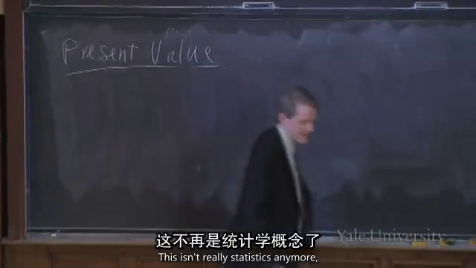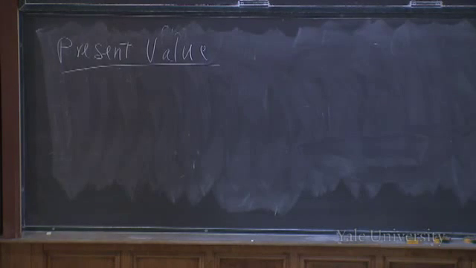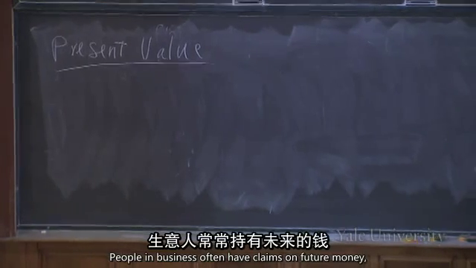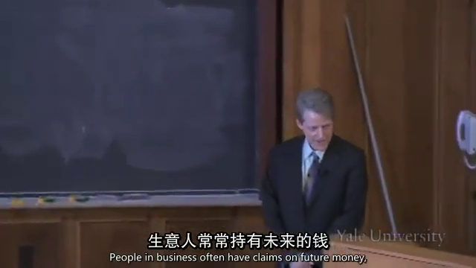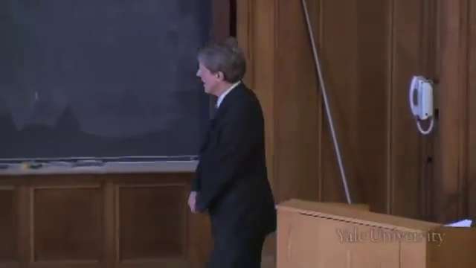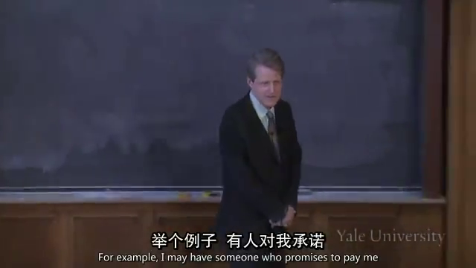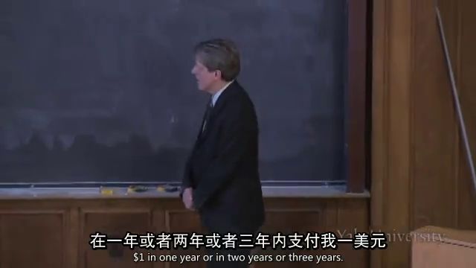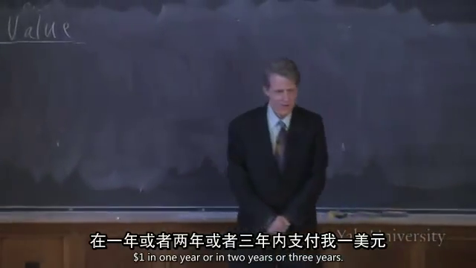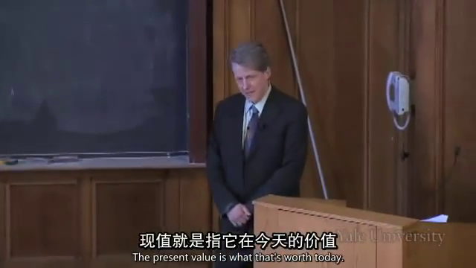This isn't really statistics anymore, but it's a concept that I wanted to include in this lecture. People in business often have claims on future money, not money today. For example, I may have someone who promises to pay me $1 in 1 year, or in 2 years, or 3 years, okay? The present value is what that's worth today.